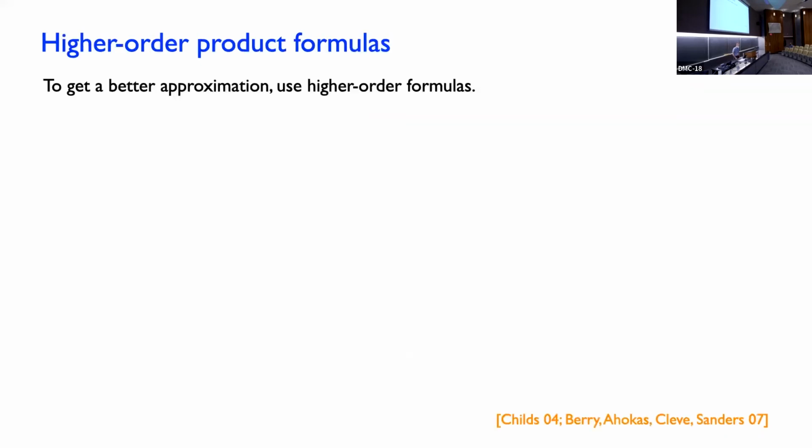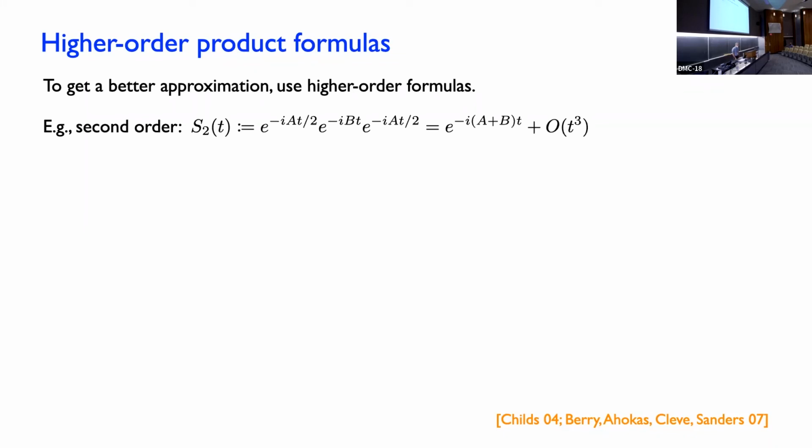Okay, so the first thing you can imagine doing to make this algorithm better is to use what are called higher order product formulas, product formulas that give you higher order approximations of the exponential of the sum. So let's see how you can do this. The simplest thing you could do is to use the second order product formula. The second order product formula for a plus b involves evolving according to a for time t over 2, and then b for time t, and then a for time t over 2.